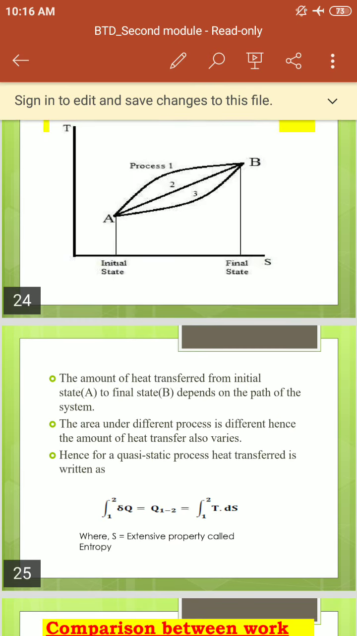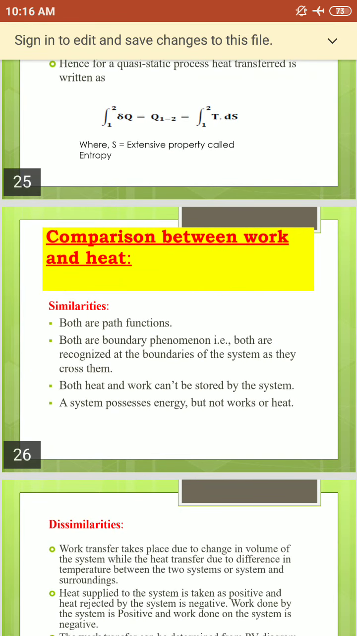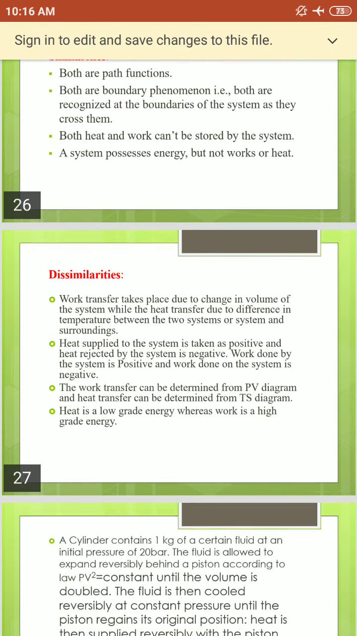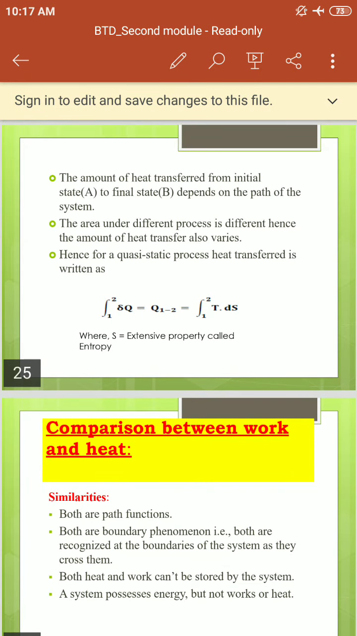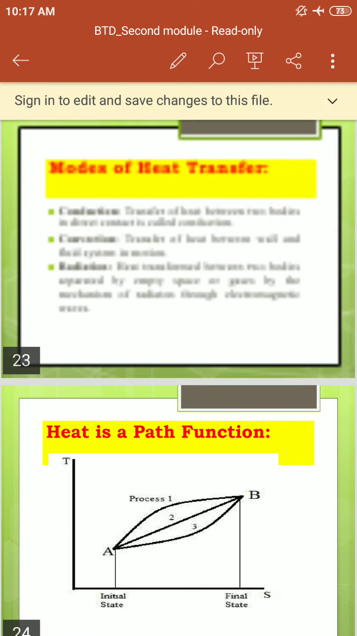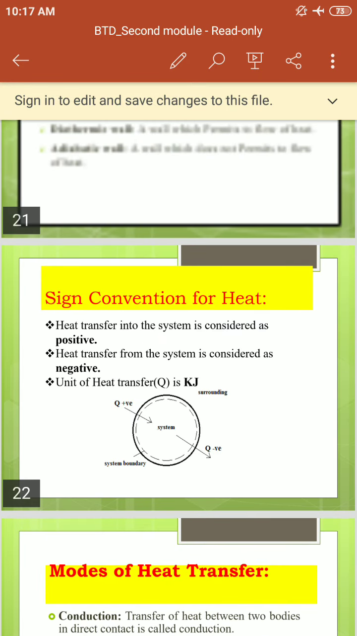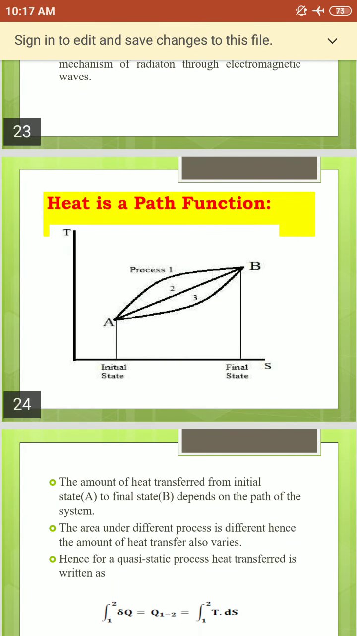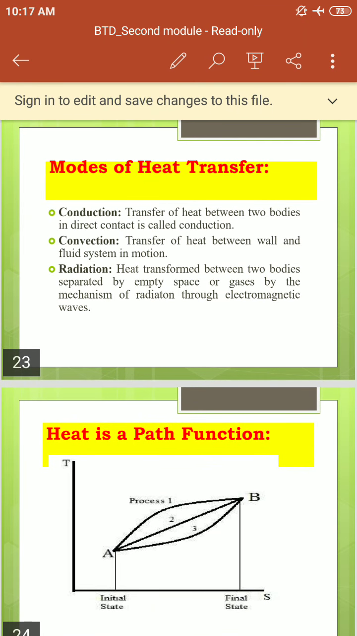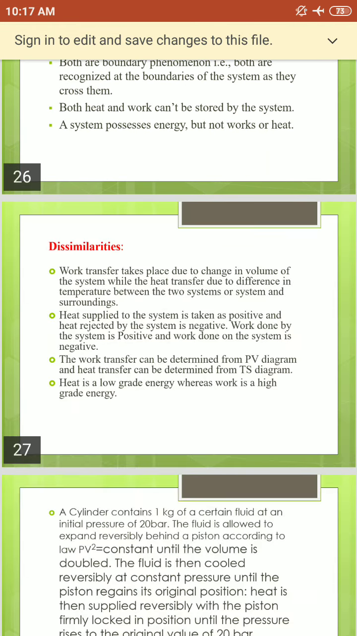In the last class, we discussed the difference between work and heat, the similarities between work and heat, that heat is a path function, and the sign convention for heat. Today, we have to discuss numericals. One numerical we explain here, a simple one.